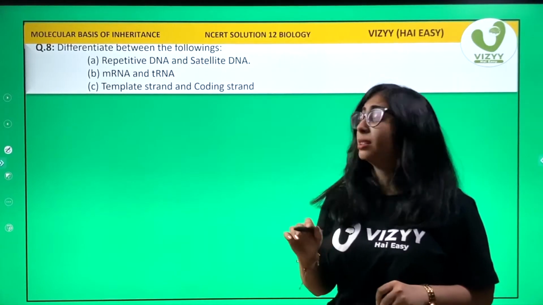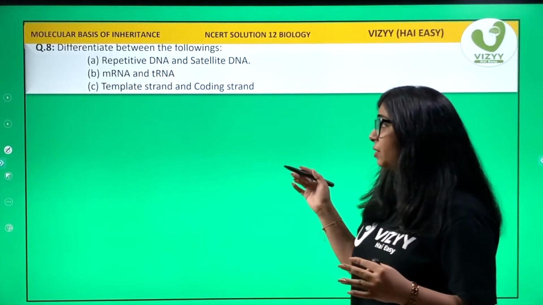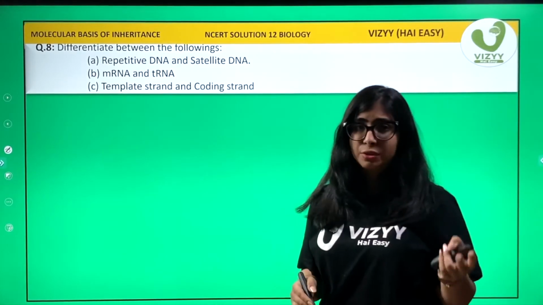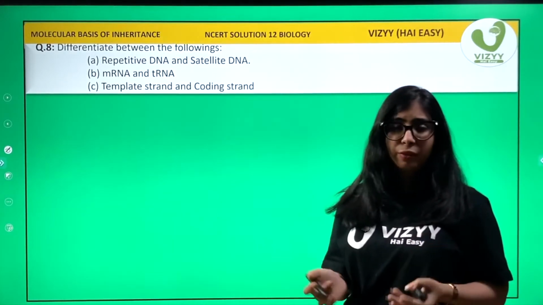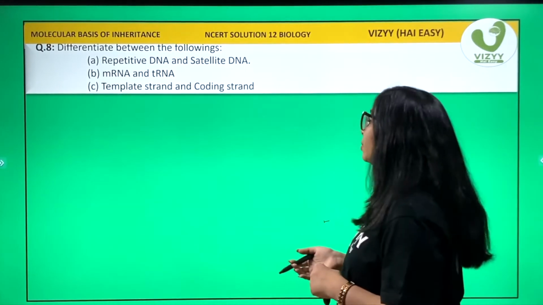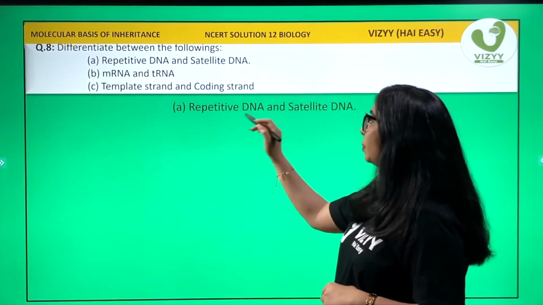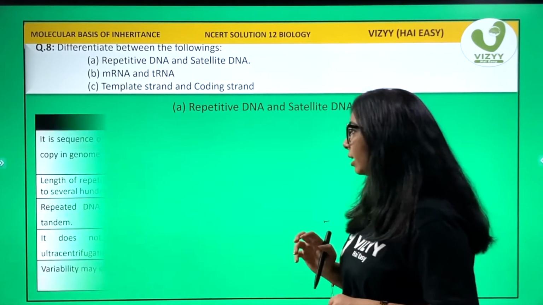Students, so we're going ahead with question number 8. Question number 8 is a difference, and we are going to do the difference in two ways. One, the classical way of writing the difference, and the other, we're going to categorize the difference. Now, we'll start with A. A is repetitive DNA and satellite DNA.